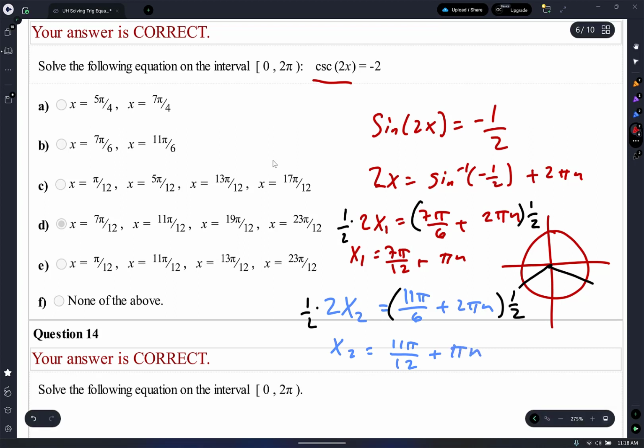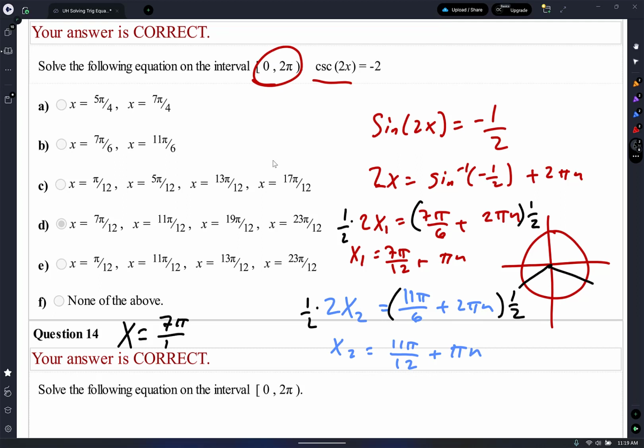Okay, so catch up. You're going to get 4 answers because I'm looking between 0 and 2 pi. My first answers are obviously these right here. Wait, hold on. Did I do that right? 7 pi over 12 and 11 pi over 12. Sorry, guys. 7 pi over 12, comma, 11 pi over 12, comma.